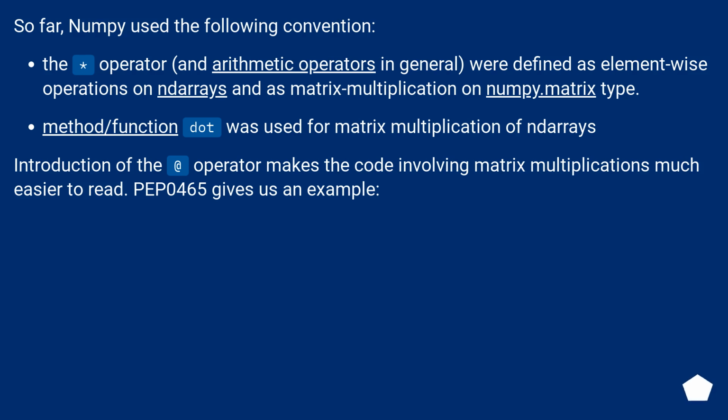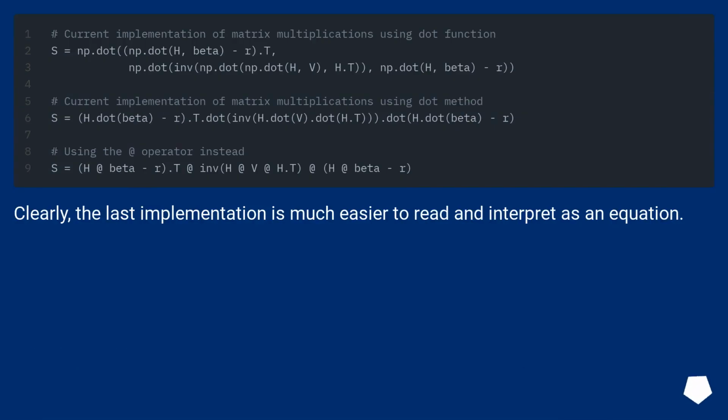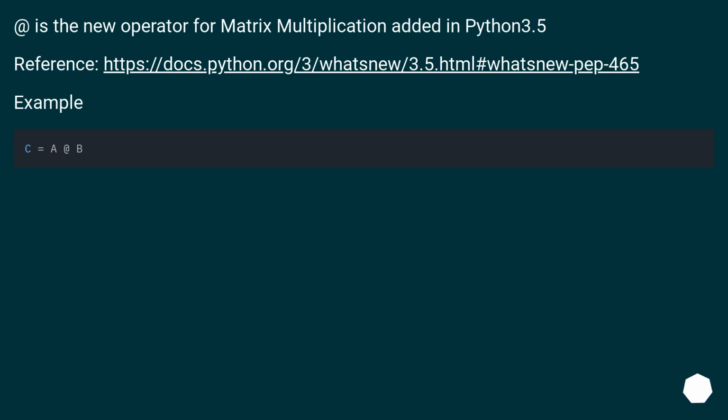PEP 0465 gives us an example. Clearly, the last implementation is much easier to read and interpret as an equation. @ is the new operator for matrix multiplication added in Python 3.5. Reference this URL. Example. Symbol.